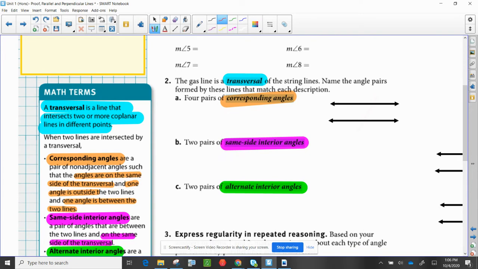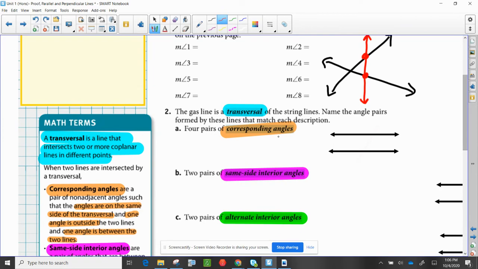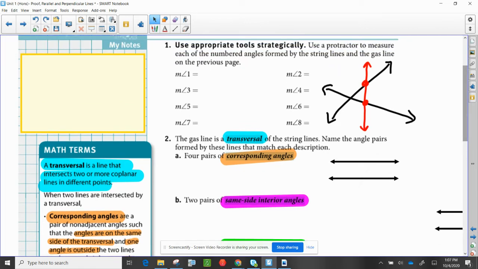A transversal is a line that intersects two or more coplanar lines in different points. If I just draw a picture really quick, say we had two lines like this. What a transversal does is it runs through those lines and cuts through them at different points, like here and here. Now, when we have a transversal that cuts through parallel lines, we get special kinds of angles. We get special relationships between our angles here.